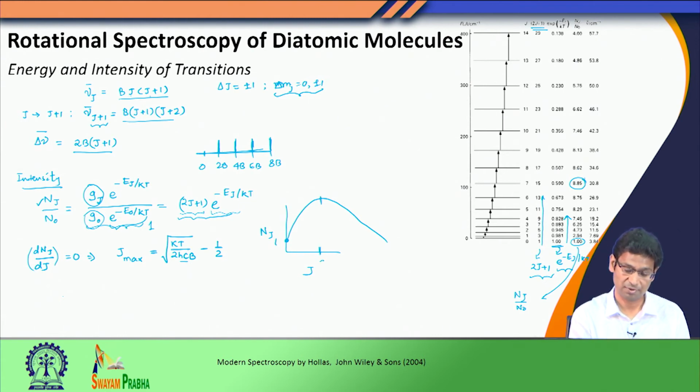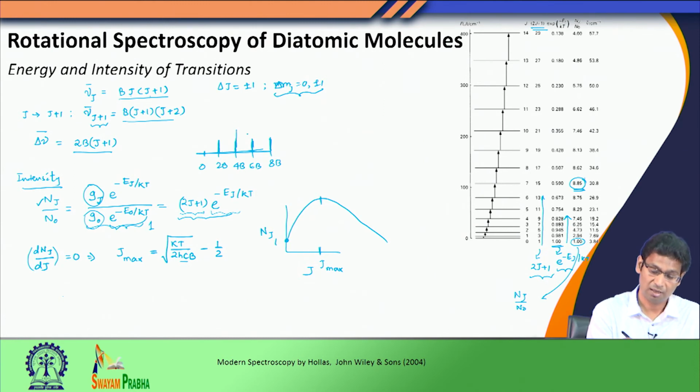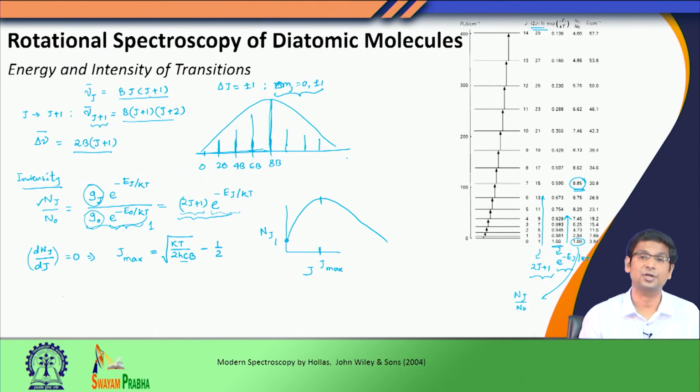So, this value becomes J max. In this case, J equals 7 has the maximum population. So, J 7 to 8 will have the maximum population. Depending on the population, the rotational spectrum normally appears like this, because at one particular value the J will be J max, and on both sides it gradually decreases. A typical rotational spectrum looks like this, and this is the population versus J plot.